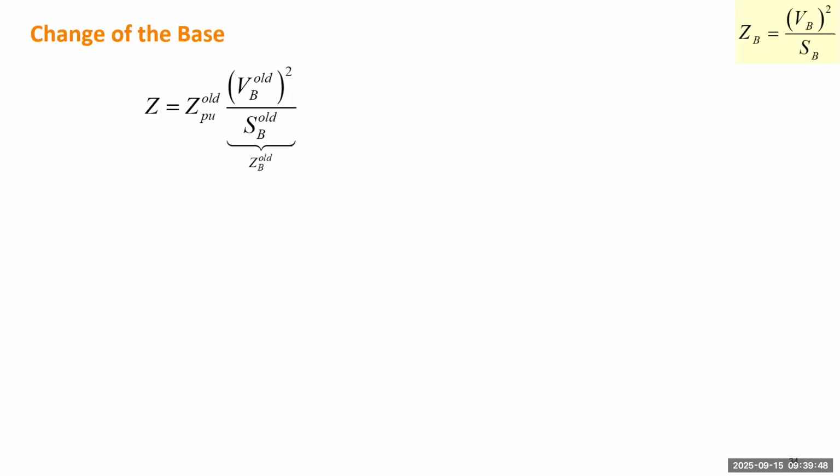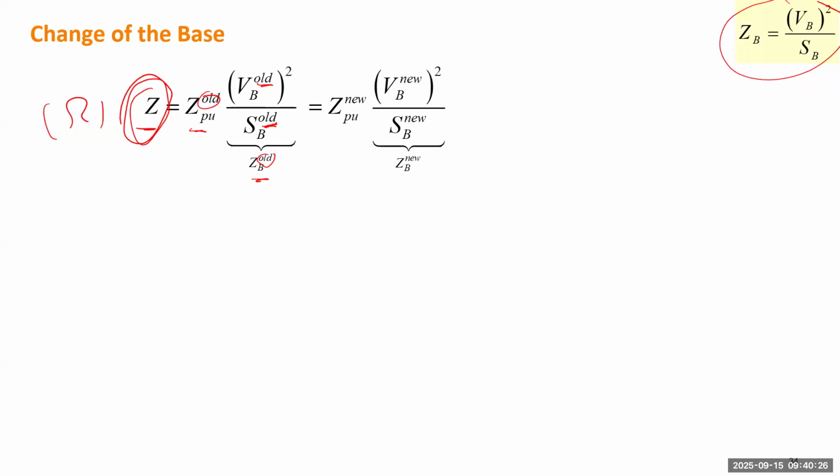There will be some cases where we need to change the base. Assume we have a power base and a voltage base, which we call the old base. This formula is from here: the old per unit value multiplied by the old base will give you the actual value. This one doesn't change. It reflects the actual impedance of the system, and that doesn't change with the base.